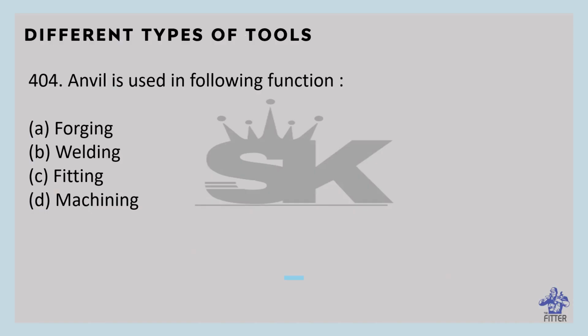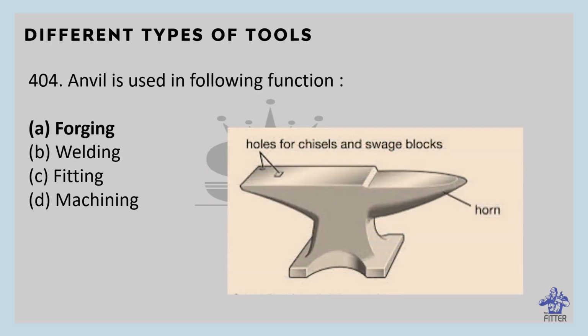Anvil is used in the following function. It is used in forging. It is a metalworking tool consisting of a large block of metal, usually forged or cast, with a flattened top surface upon which another object is struck. You can see in the image that is the anvil. So it is used for forging operations.